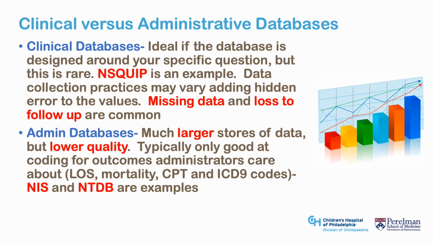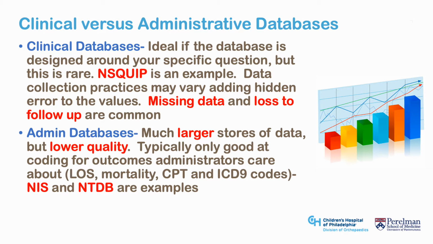Data collection practices may vary from institution to institution, and as such, random error may be present in the data that are difficult to account for. Missing data and loss to follow-up are common. Study group data represents a hybrid between clinical database and multi-center data, and as such has some of the same strengths and flaws as mentioned in both sections.